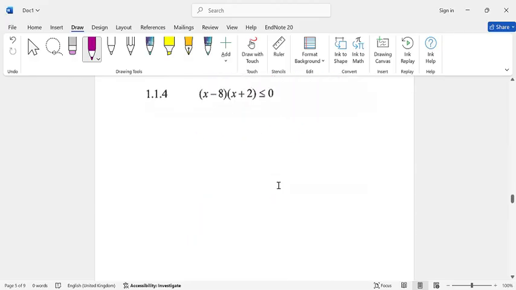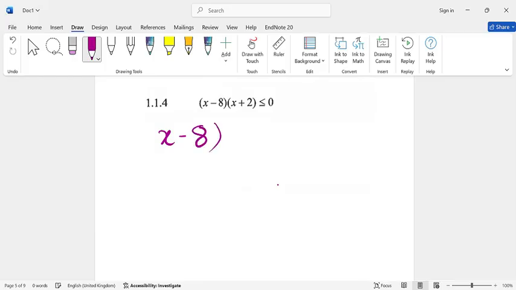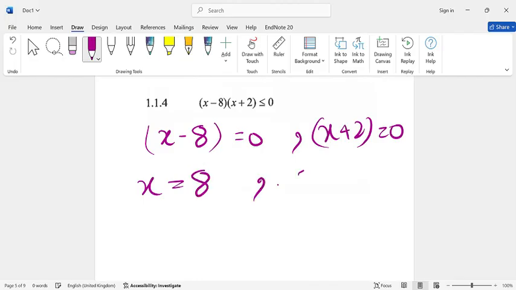So the next question we have is (x minus 8)(x plus 2) less than or equal to 0. What does that mean? The product is less than or equal to 0. So we get the values of x from this. I take x minus 8 equals 0, and we get x plus 2 equals 0. So when we take minus 8 to this side, we get 8. And over here, when we take plus 2 to this side, we have minus 2.